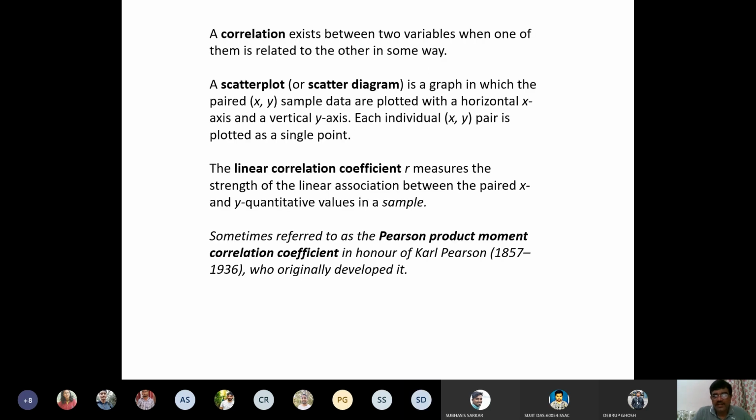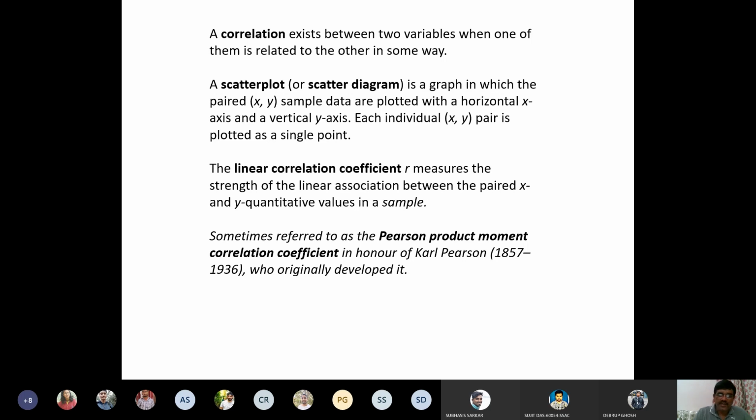Now, a correlation exists between two variables when one of them is related to the other in some way. In the beginning, you go for a scatter plot where you see the trend in data. You get the data in pairs, x1, y1, x2, y2, x3, y3. Data is in this form, and you can plot a scatter plot and then see the trend in the data. You can also work out the correlation coefficient to see the strength of the relationship between these two variables.